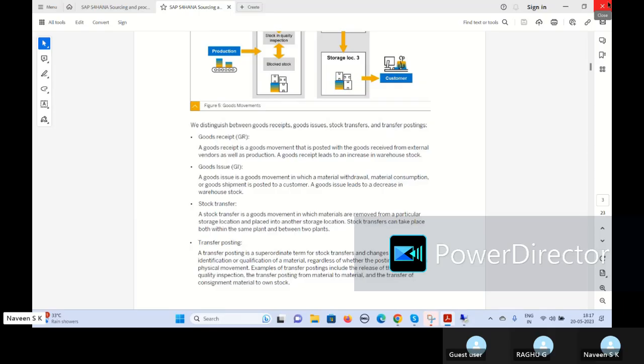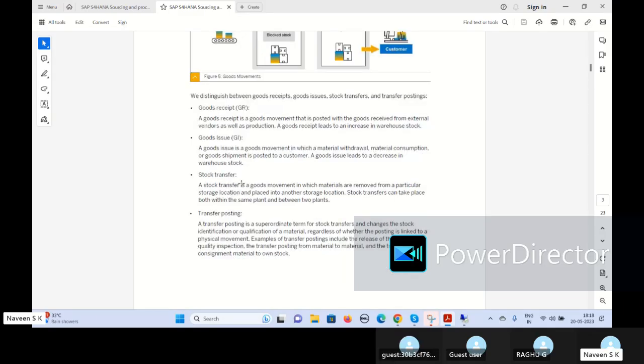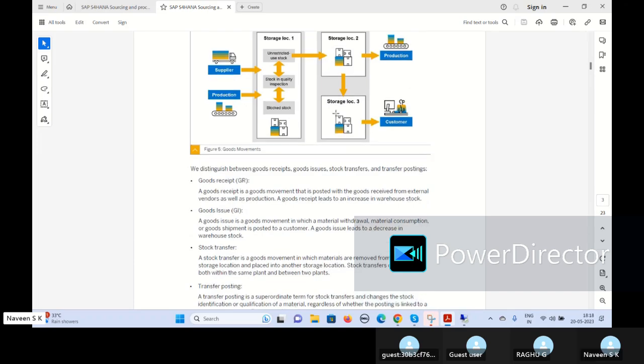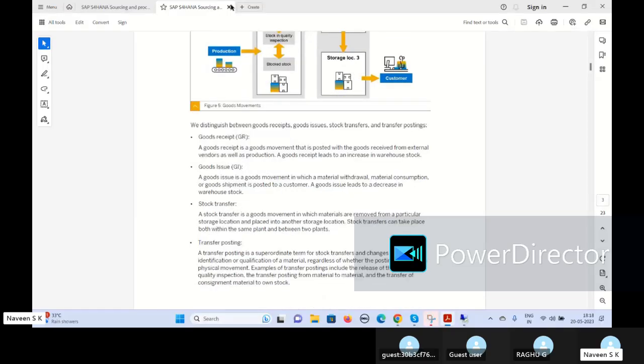Stock transfer is movement from one storage location to another storage location, or from one plant to another plant. These are called stock transfers, transferring the stock between locations.